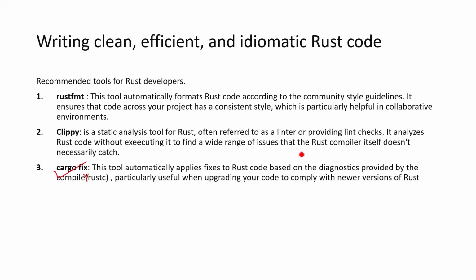For example, if you want to migrate your 2015 edition based Rust project to, let's say, 2018 or 2021, etc., it can automatically update your code to comply with the new language syntaxes or idioms. But don't expect cargo fix to fix all the warnings or ambiguous code that you have written. It is pretty selective: if there is any ambiguity in the code, it doesn't touch that code.